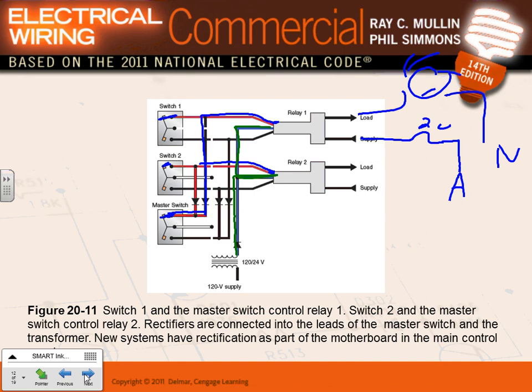Because the diodes allow the current to go one way, but not the other. The current can go this way, but not the other way. That's why they're using these little diodes to control the flow of energy. Like a one-way street. Current can go one way in these diodes. Can I have a thumbs up, Chad? We understand how they're using it.